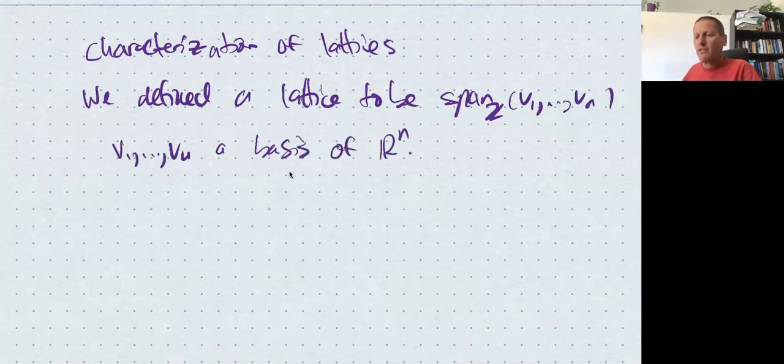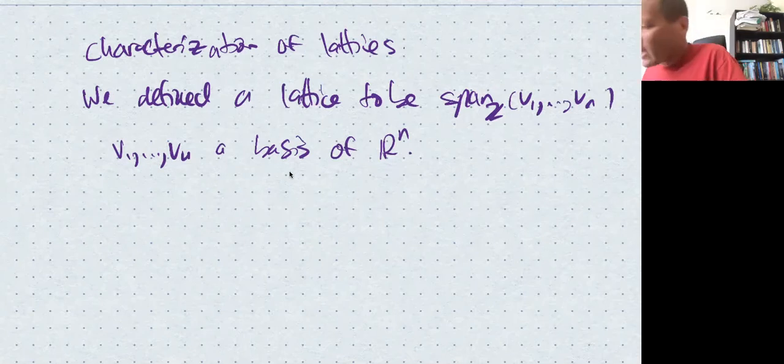Sometimes you're given a subset of Rn, and you want to know whether or not it's a lattice, and you're not given a basis for it. We're going to see that it's quite a difficult task, actually, given a subset of Rn, even if it is a lattice, to find a basis for it. So you want another way of figuring out whether a given subset of Rn is a lattice. There's a characterization which is very useful.